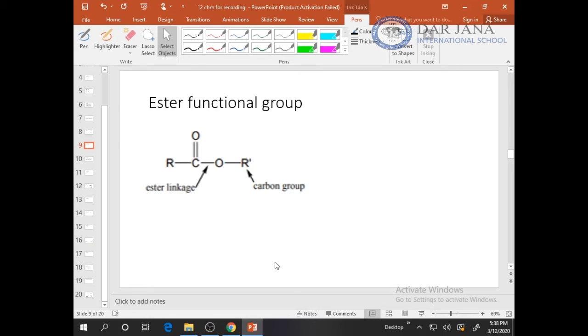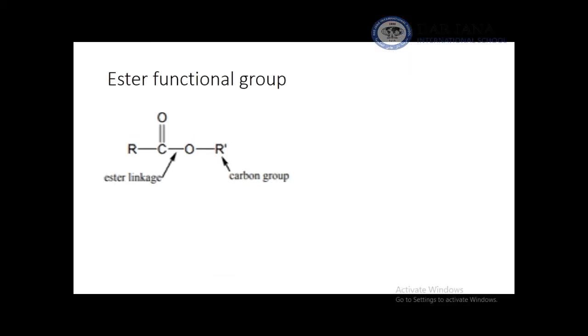Here we have the ester functional group. It is a key structural feature in fats, oils, and other lipids. The ester functional group is also found in fruits and flowers. Also, they are fragrant and represent some of nature's most pleasant odors. This is the structure of an ester. You can see here there is an ester linkage between carbon and oxygen.